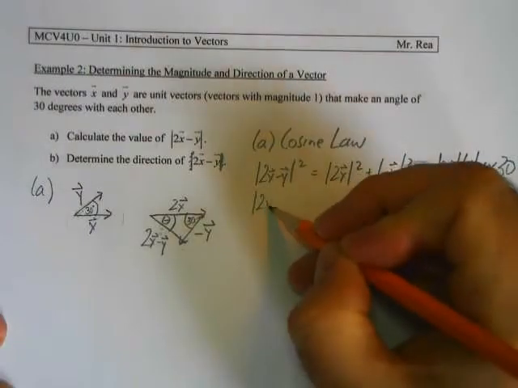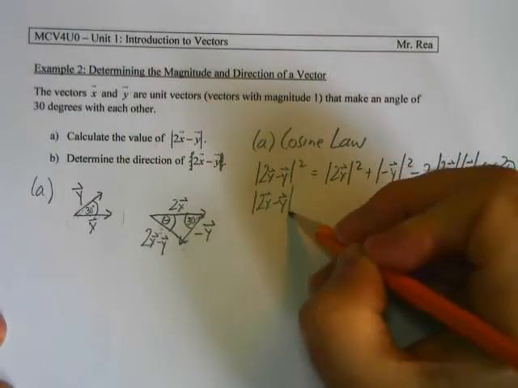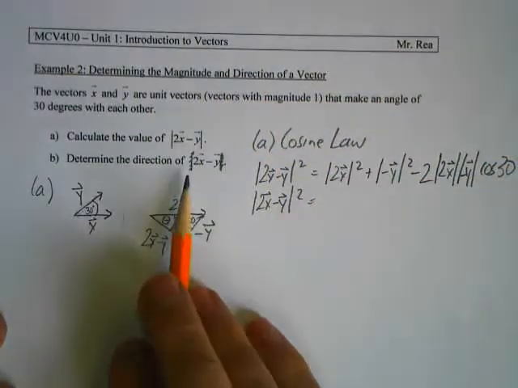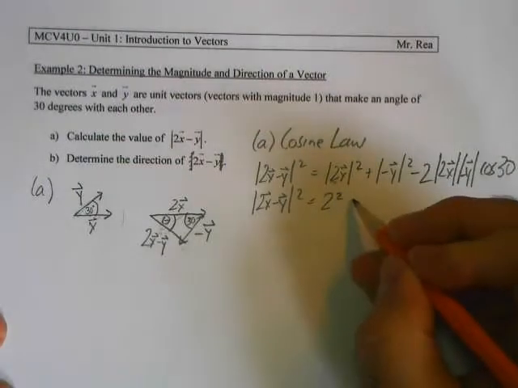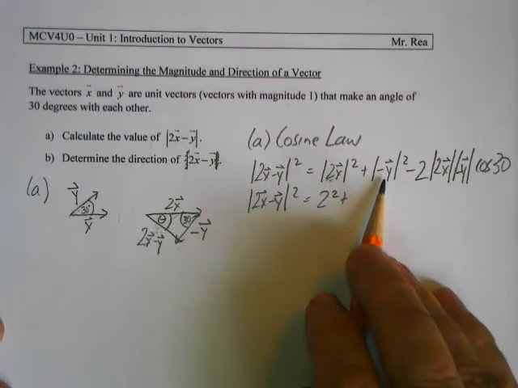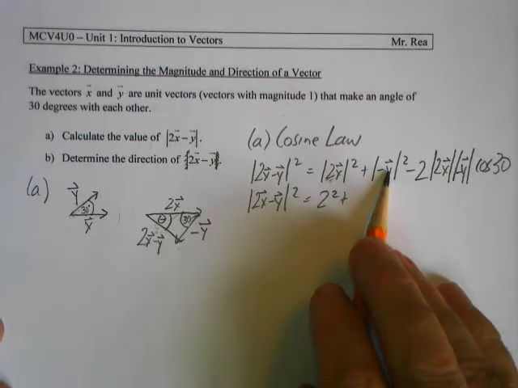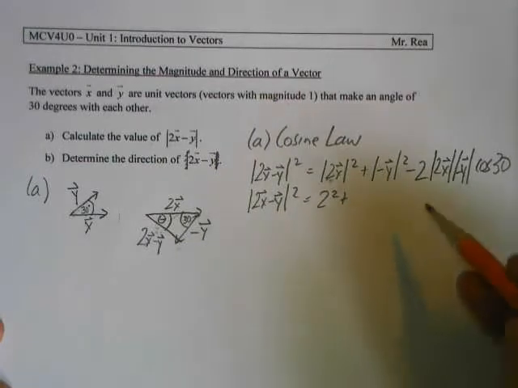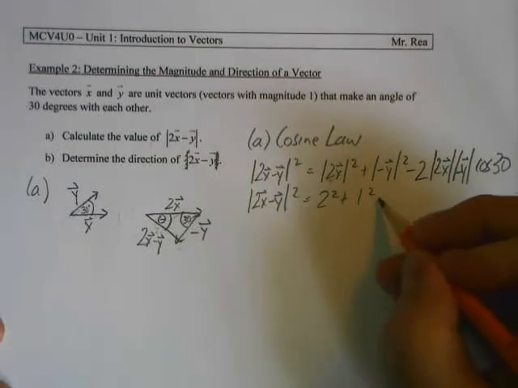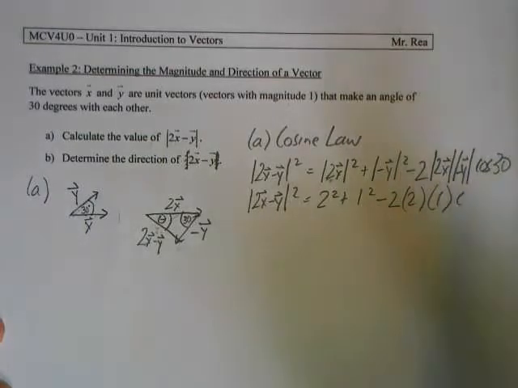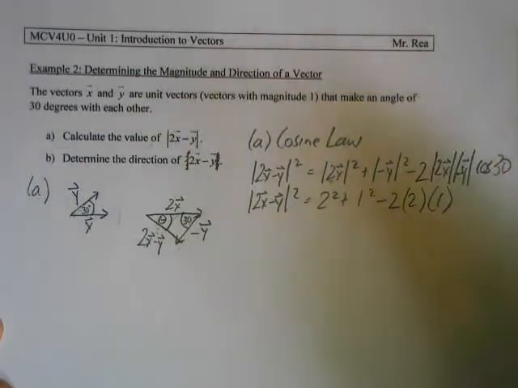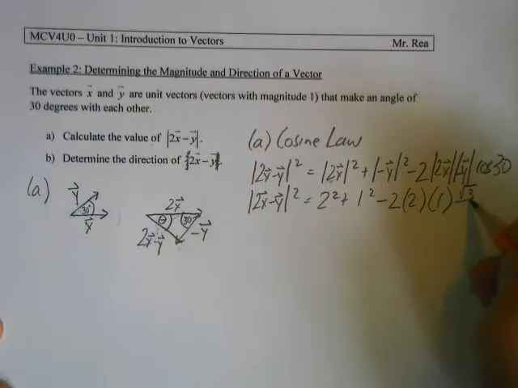Okay, so I can clean this up quite a bit. So I'll keep this right side the same. But I know that the magnitude of x is 1 because they've told us that. So double that vector x, that would have a magnitude of 2, so I can change that to 2 squared. I also know the magnitude of y was also 1. So negative y, same magnitude, just different direction. That doesn't matter here. So that would be 1 squared. And then I've got 2 times 2 times 1 times cos 30, which I'll put in as the exact value, root 3 over 2.